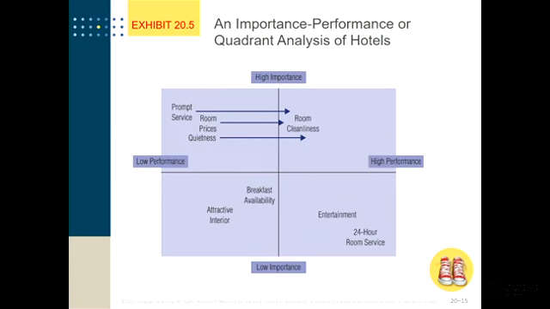And look at this one. This is the high performance and low importance quadrant. This is entertainment and 24-hour service. They are low importance variables, but their performance is very high. Okay? Any issue with this? Waste of money.